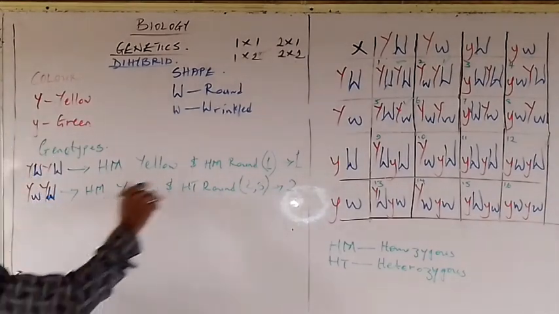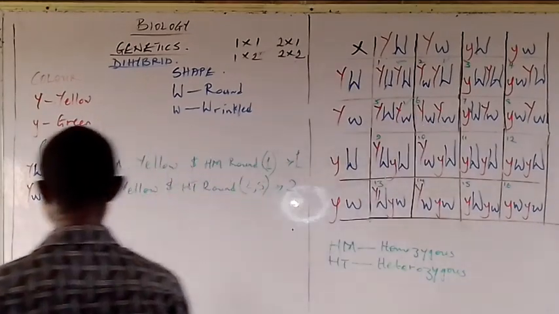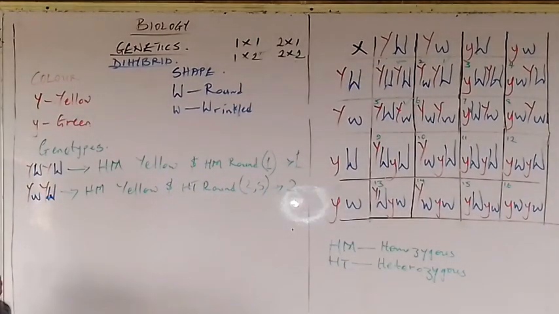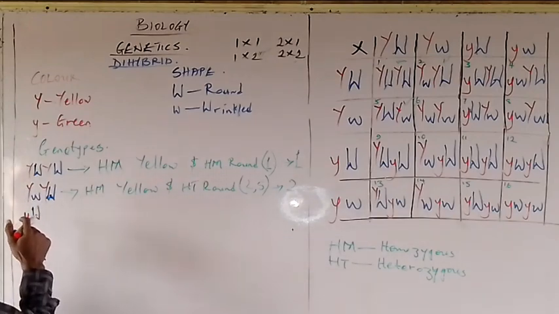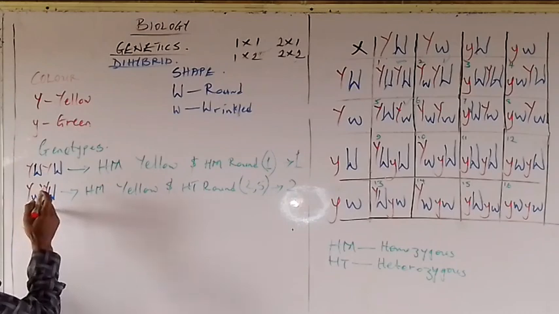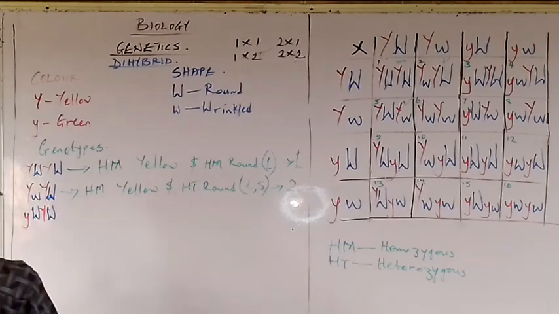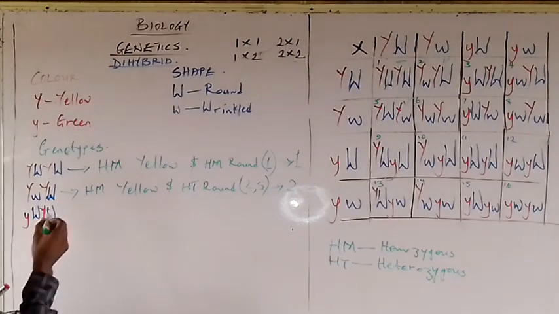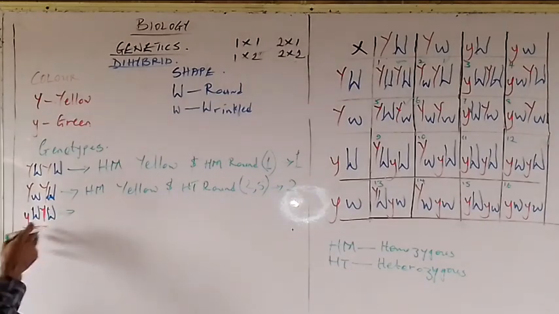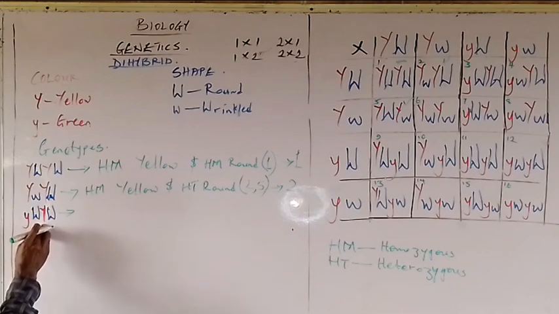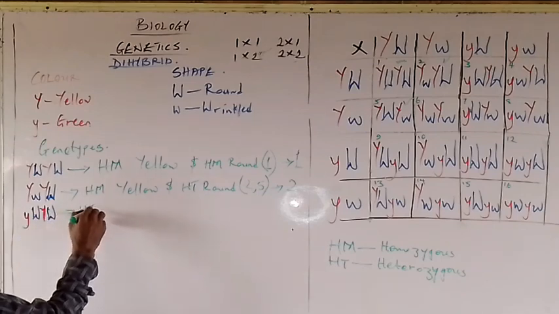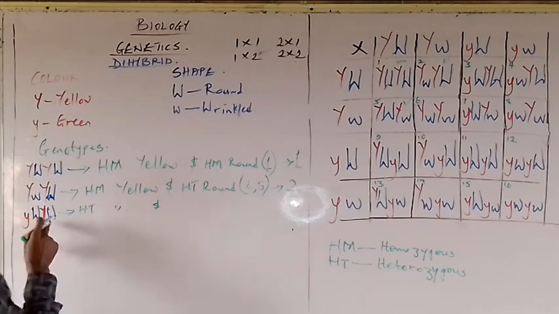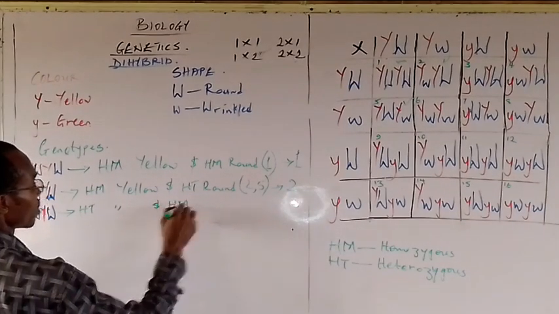And then the next one, we have number 3, which is small y, capital W, and then capital Y, capital W. That is the possibility that we have next. So what is the expression of this? This one is heterozygous yellow because this Y here is capital, while this one is small. That makes it heterozygous. Now this Y here, capital, is going to mask the small. So we have it to be heterozygous yellow and homozygous round.